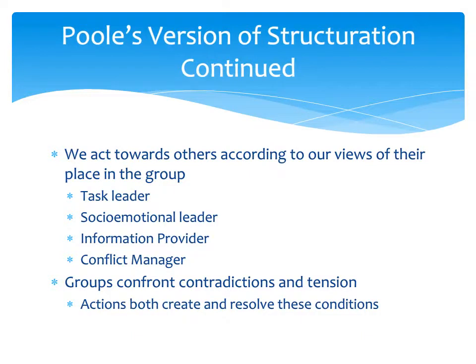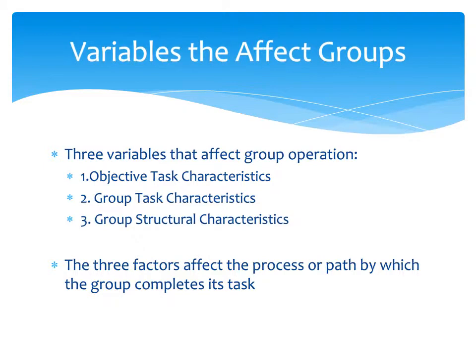When it comes to interaction, group members will act towards other members according to their perceived role in the group, such as task leader or conflict manager. The actions of groups will both create tension and contradictions and resolve these same tensions and contradictions. Poole's version of the process by which groups make decisions postulates that groups follow a variety of paths when making decisions. The path a group follows depends on the contingencies which the group faces.